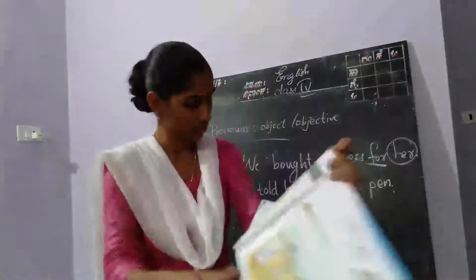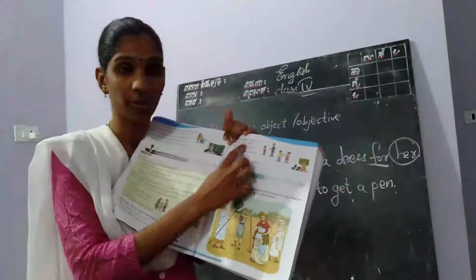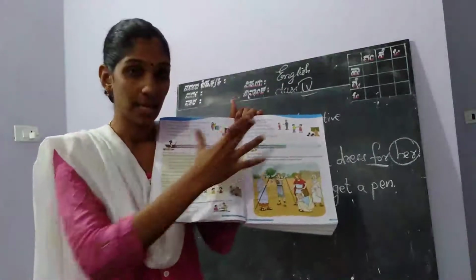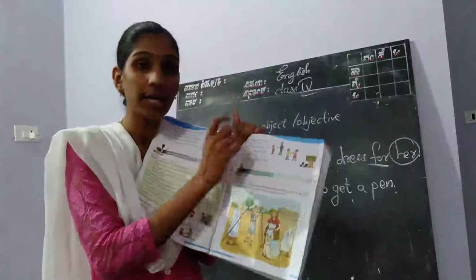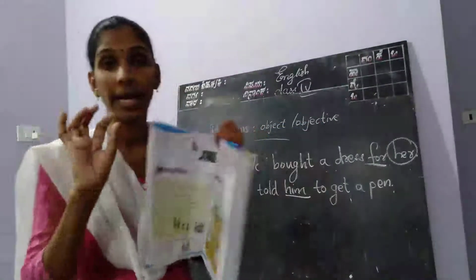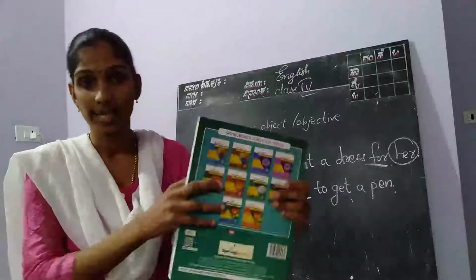Okay, what you have to do? You have to underline the objective pronouns in each sentence, and I'll send answers along with this video. You have to underline in the textbook, and copy it into your notebook and underline the objective pronouns, write it neatly and send to me. Okay.